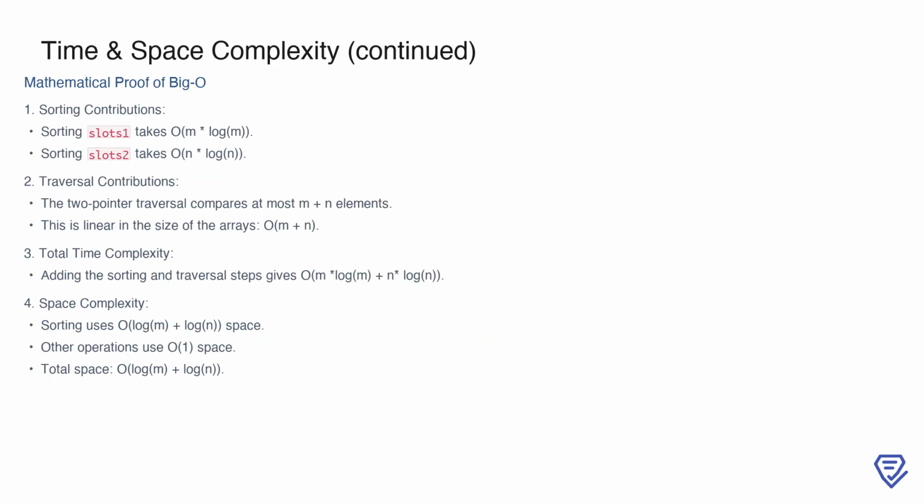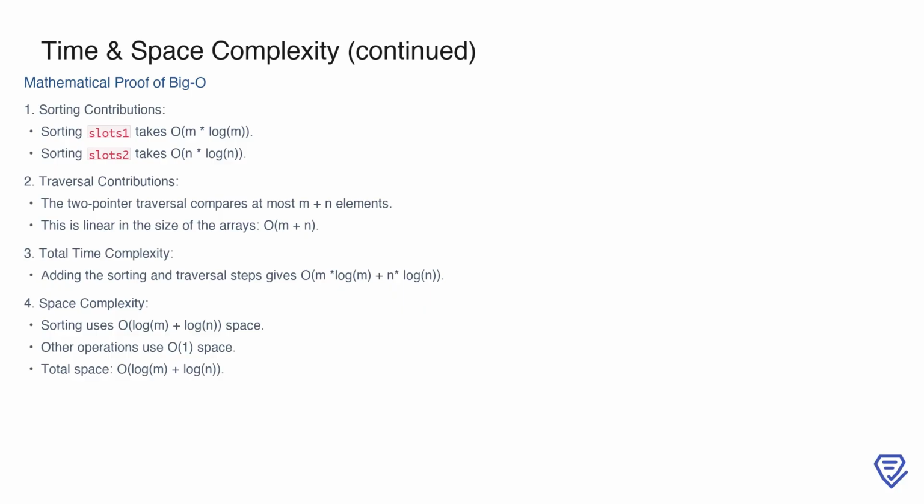Finally, let's summarize the mathematical proof of the algorithm's big O complexity. Sorting the slots 1 array requires O(m log m), and sorting slots 2 takes O(n log n). After sorting, the two-pointer traversal step compares a maximum of m plus n elements, resulting in a linear time complexity of O(m + n) for this step. Combining these contributions, the total time complexity is O(m log m + n log n), as sorting dominates the traversal step for large inputs.